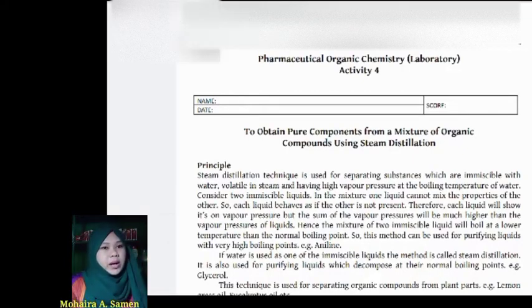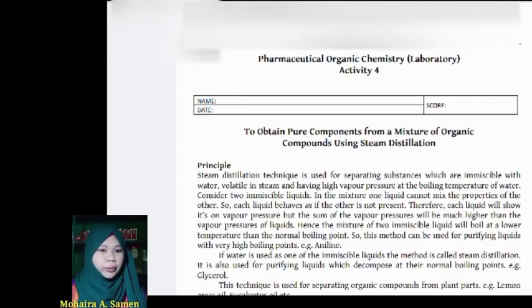Good morning, everyone. I am here again to discuss another topic of the subject, which is pharmaceutical organic chemistry, in laboratory activity output. This time, we use again another technique in our laboratory experiment, and this is called steam distillation. So what does steam distillation mean?